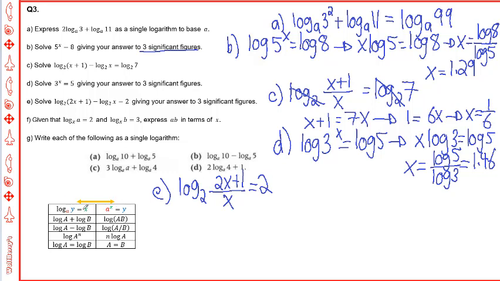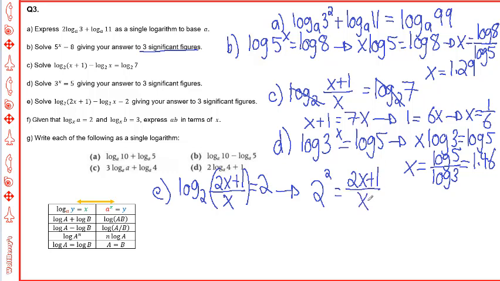Log a y equals x. To remove the log, we say this to the power this equals this. That's always the rule. So in this particular case, it's going to be 2 to the power 2 is equal to all of this stuff here. You can even put in a bracket. 2x plus 1 all divided by x.